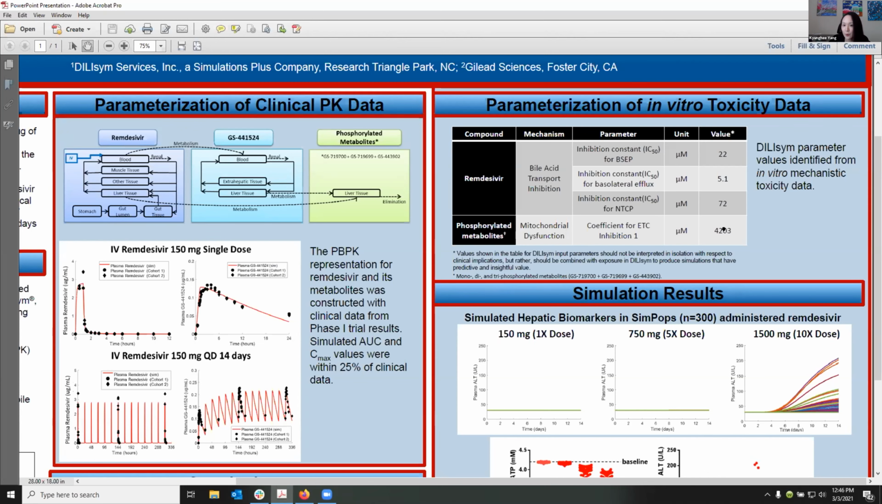So the parameter for ETC inhibition was estimated using experimental data in the DILIsym platform, which is a standalone software representing the mitochondrial bioenergetics. And oxidative stress was tested using high content screening, and there was no signal detected from the in vitro study. So what's summarized on this table were the mechanistic toxicity inputs used for the simulation.